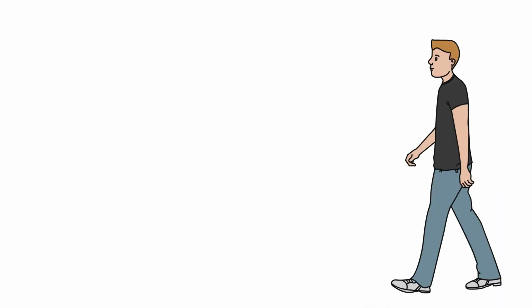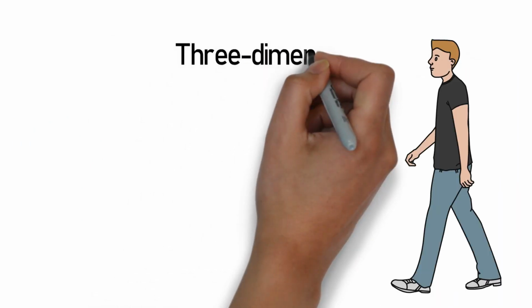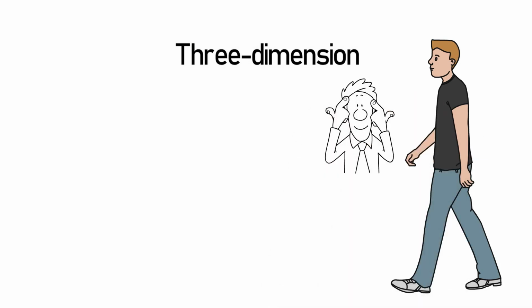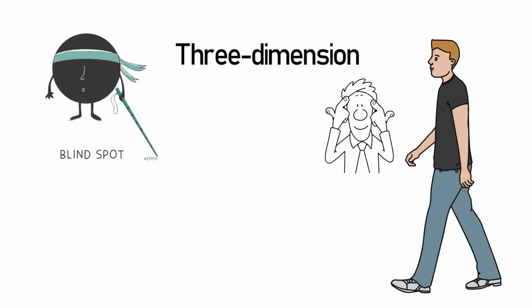We can walk around a problem in 3 dimensions by combining these disciplines in our head. We have a blind spot if we only look at a problem one way. Blind spots, on the other hand, can be fatal.